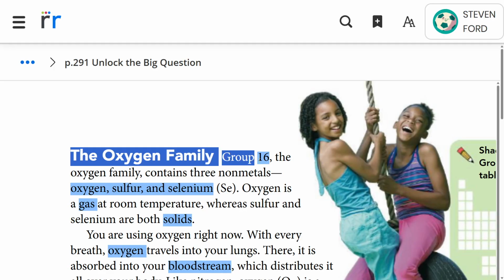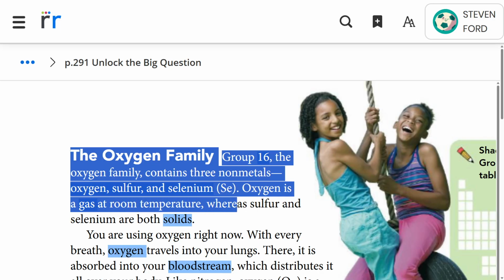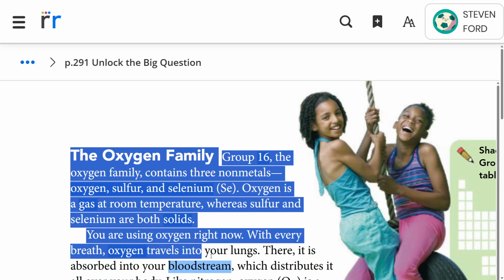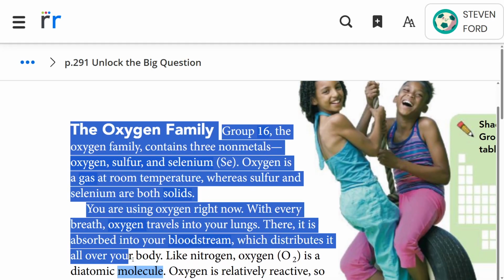The oxygen family, group 16. The oxygen family contains three nonmetals: oxygen, sulfur, and selenium. Oxygen is a gas at room temperature, whereas sulfur and selenium are both solids. You are using oxygen right now. With every breath, oxygen travels into your lungs. There it is absorbed into your bloodstream, which distributes it all over your body.